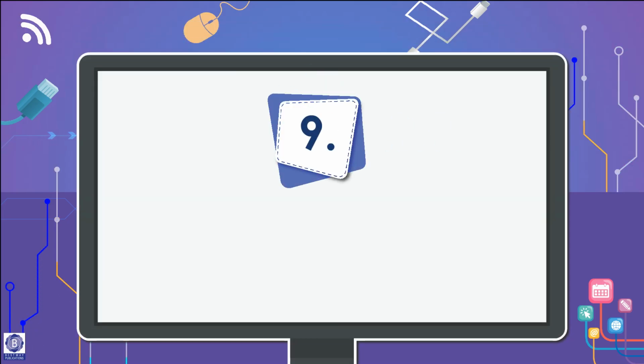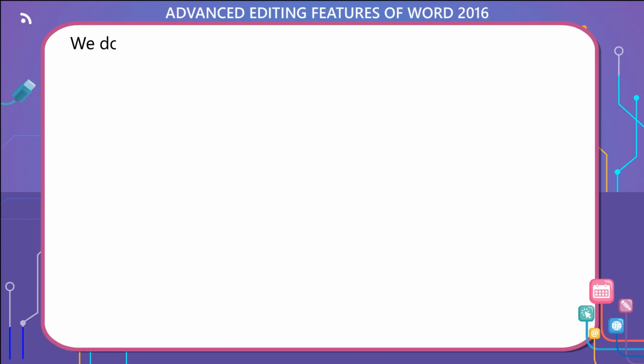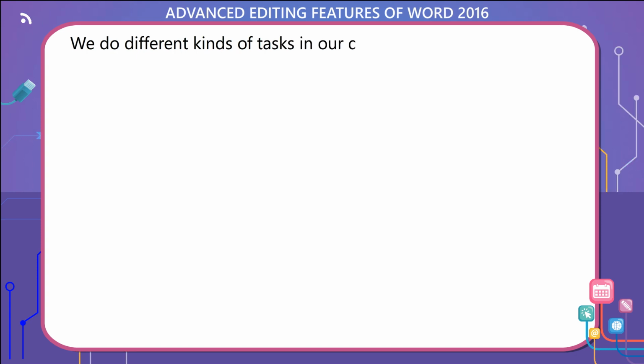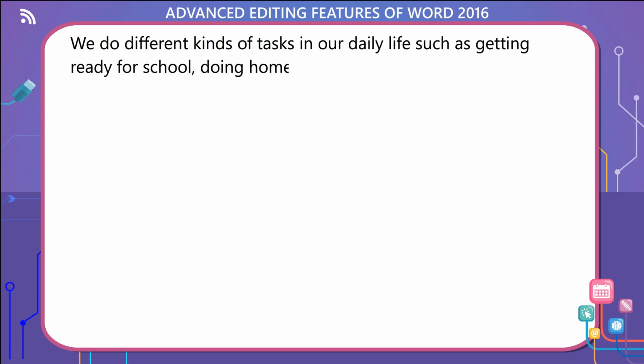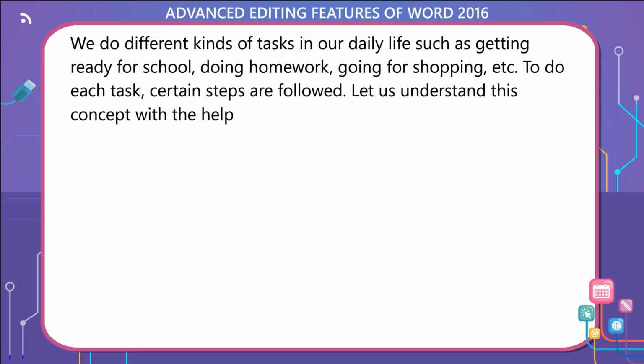Chapter 9: Algorithms and Flowcharts. We do different kinds of tasks in our daily life, such as getting ready for school, doing homework, going for shopping, etc. To do each task, certain steps are followed. Let us understand this concept with the help of an example.